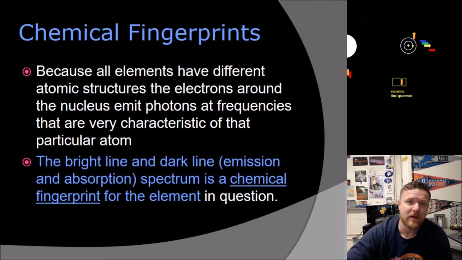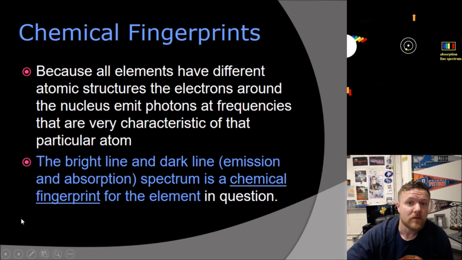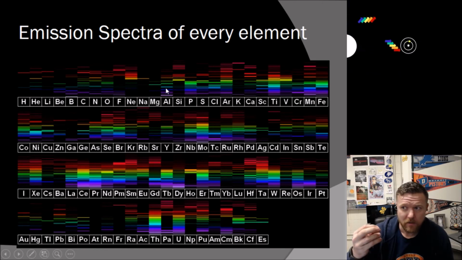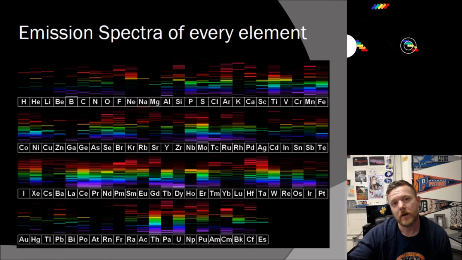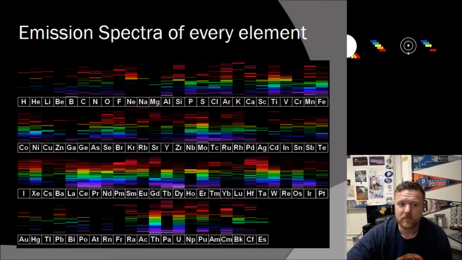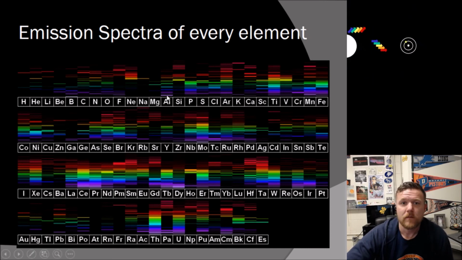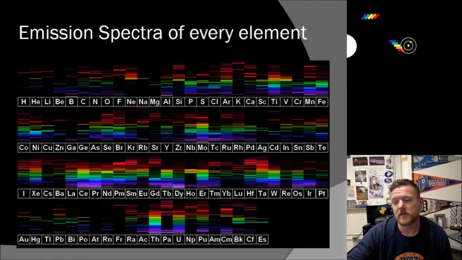And that's going to cause every element that exists in the universe to have its own fingerprint. Each one of these little lines that you're looking at, say each line for aluminum, would be an electron falling down from a higher energy level to a lower energy level. If we were to look at the absorption spectrum of aluminum, it would be the exact opposite of this. The photons that can bump the electrons to higher energy levels are going to be missing.